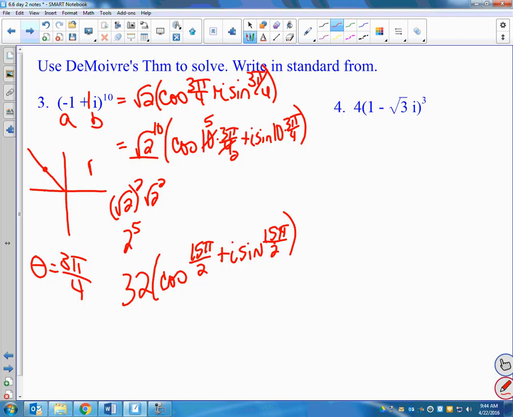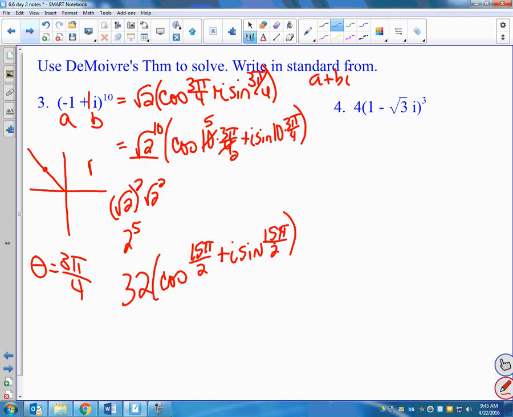So two things to talk about. If it says give it in standard form, standard form is a plus bi, which means we're just going to work this out, which means that we don't have to really think about 15 pi halves. You can just type it in your calculator if you want.